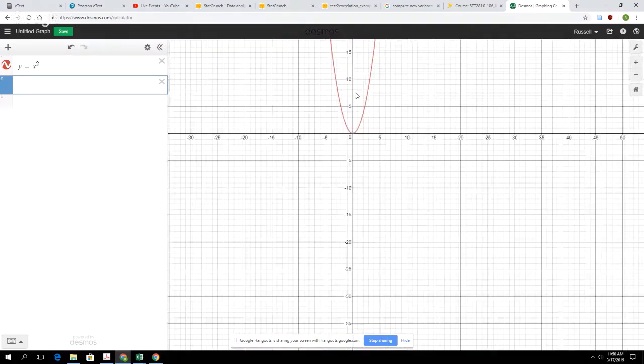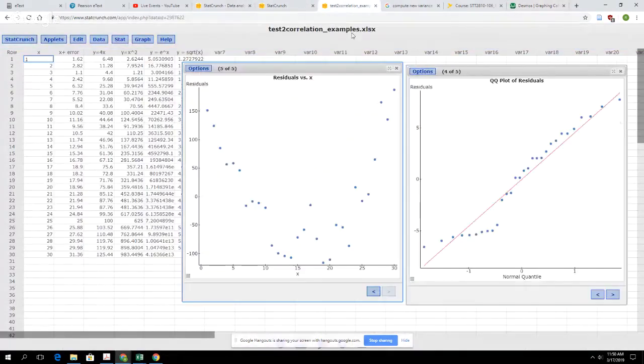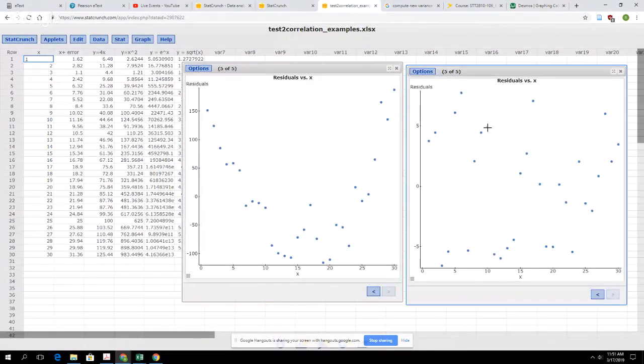Sorry about that, guys. Here's 0 to 30. There's a bend in it, right? You know there's a bend in it because the residuals were looking bendy. They were not looking like that, right? So linear, non-linear.